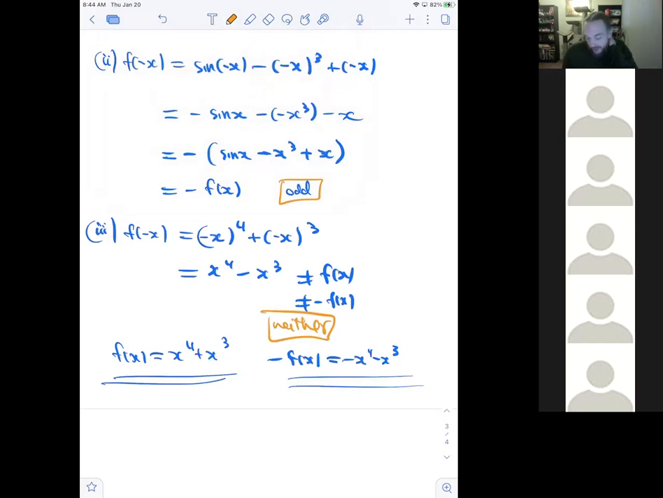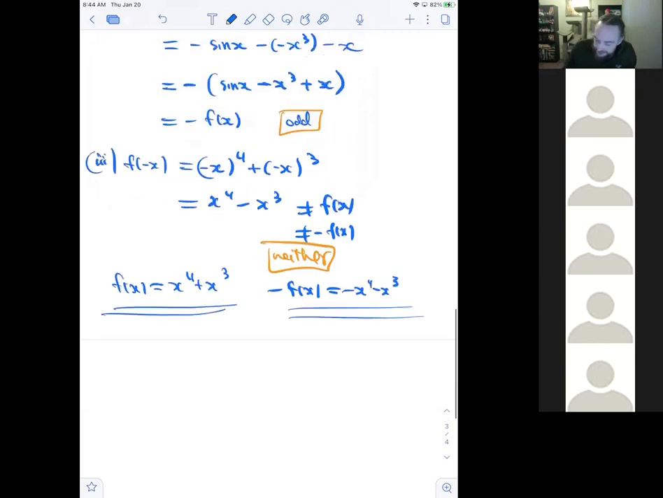Why do I want this? Well, now I want a theorem which is going to say magically, even if a function isn't even or odd, you can write it as an even part and an odd part. In this case, x to the 4 is the even part of this function, and x cubed is the odd part of the function. But I can do it for every function.